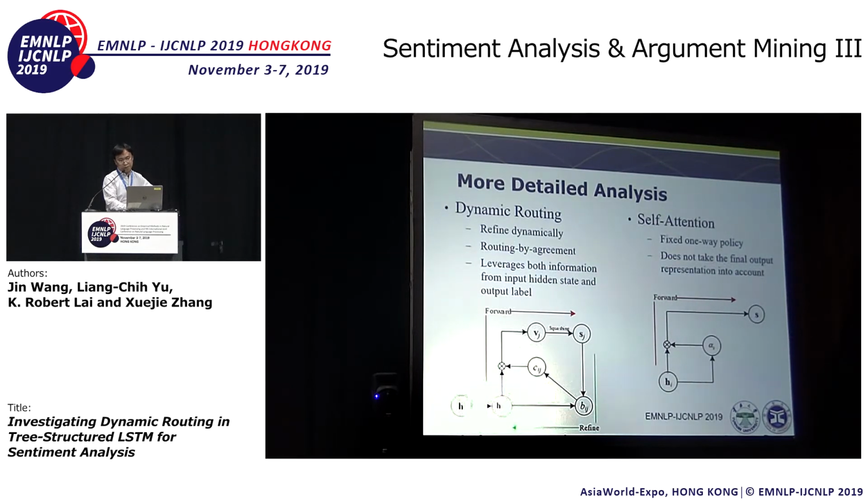The self-attention uses a fixed policy to learn the weight for hidden states and does not take the final output representation into account. In dynamic routing, the input capsule is employed to calculate the coupling coefficient as a weight vector to the output capsule. It leverages information from the input capsule, input hidden states and output label to get more accurate weights to extract the input information.